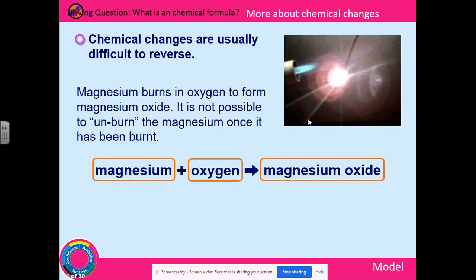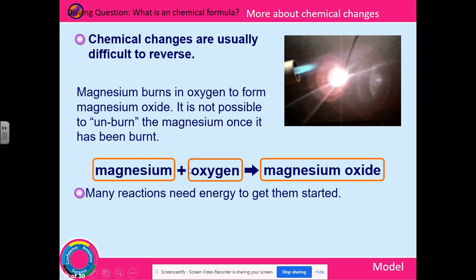Magnesium burns in oxygen to form magnesium oxide. It is not possible to unburn the magnesium once it has been burnt. This is what a word equation looks like. Magnesium plus oxygen is equal to magnesium oxide. Many reactions do need energy to get them started. So as you can see, we have two reactants here. These are the two substances that reacted to give us the product, which is the magnesium oxide. From this product, we can identify the two reactants that were used, which were magnesium and oxygen.